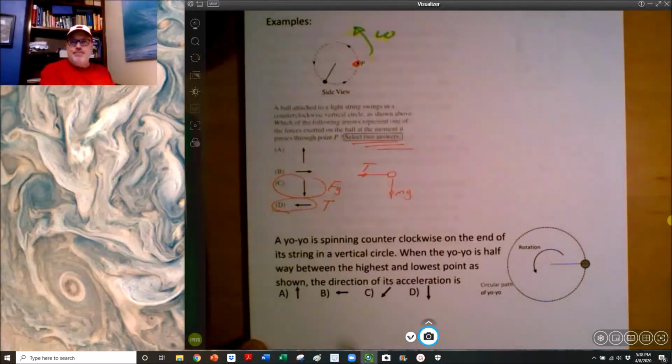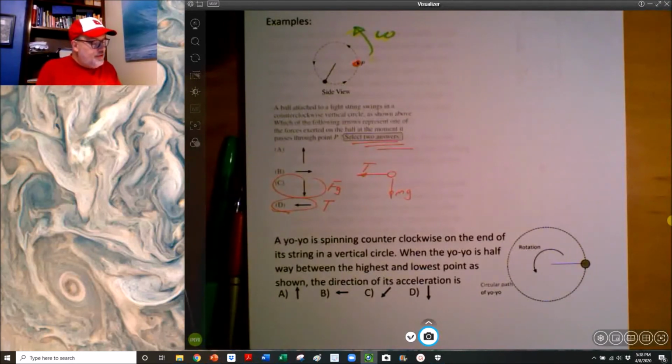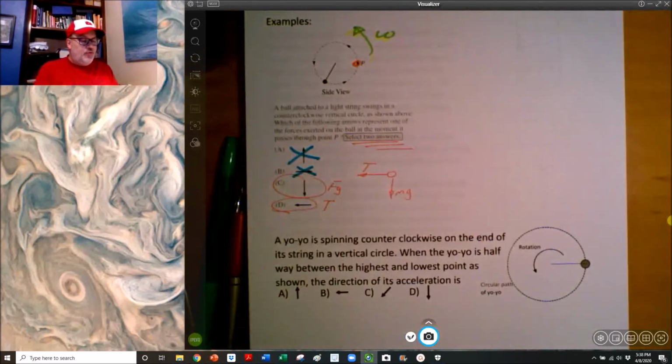There we go. Don't be intimidated by these pick two questions. Most of the time, they're very straightforward, and you can eliminate the ones that can't be right. Like on this particular one, there is no way that there is a force upward on the ball, and there's no way that there's a force to the right pushing the ball outward. The string's pulling it in. So we're left with C and D. They have to be correct.